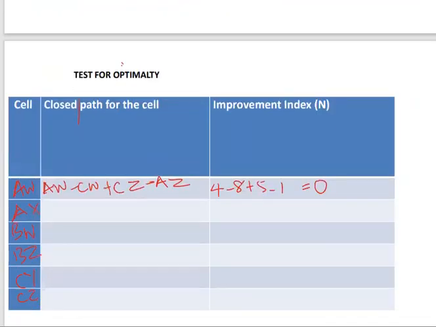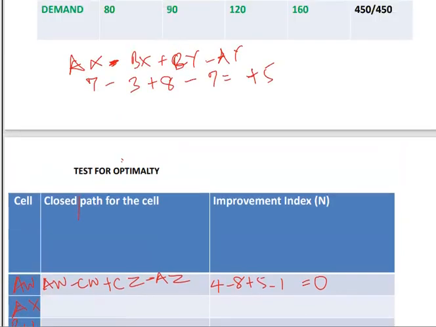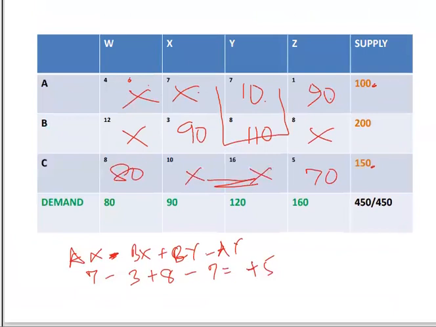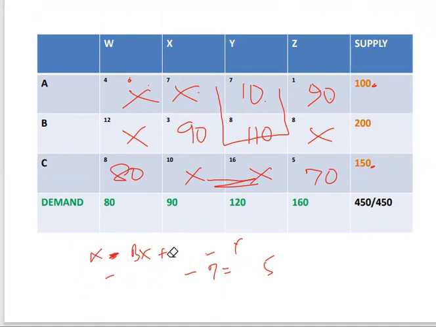Is that what we are looking for? No. So let's write it out. We know that that part cannot do anything for us. AX minus BX plus BY minus AY. That would be 7 minus 3 plus 8 minus 7. That is plus 5. So at that point, we have seen that that part cannot do anything for us. It cannot reduce our cost. It's only going to increase our cost, and that's not the purpose of considering that part.